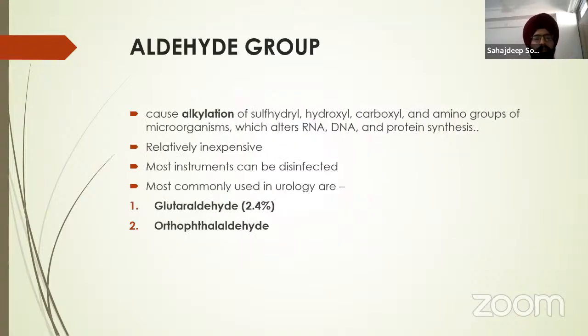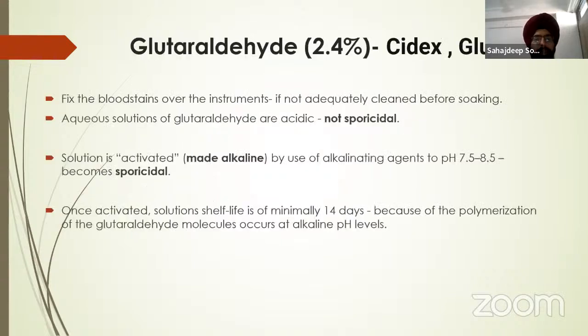Then comes the aldehyde group. These cause alkylation of sulfhydryl, hydroxyl, carboxyl groups of the microorganism, which alters the DNA, RNA, and protein synthesis. They are relatively inexpensive, and most instruments can be disinfected using these aldehydes. Most commonly used in urology are glutaraldehyde 2.4% and orthophthaldehyde. Glutaraldehyde 2.4%, which comes by brand name of Sidexal-Glutaral.